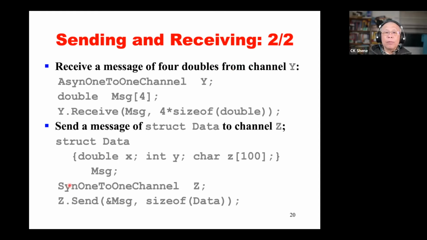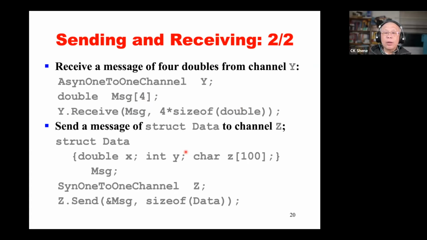Now, for the receive part, let's say Y is an asynchronous one-to-one channel. Y wants to receive a message which is 4 doubles. So we declare an array MSG of 4 doubles. Therefore, when we call Y.receive, the first argument has to be a pointer to the area where the message will be stored. And the size is 4 doubles.